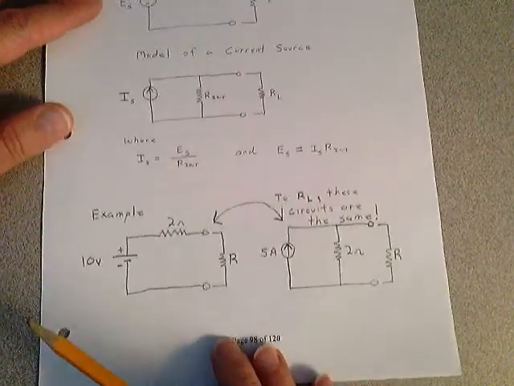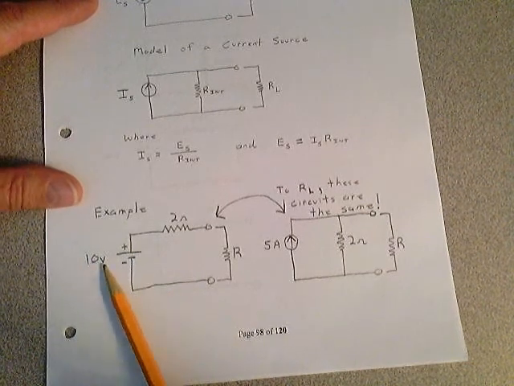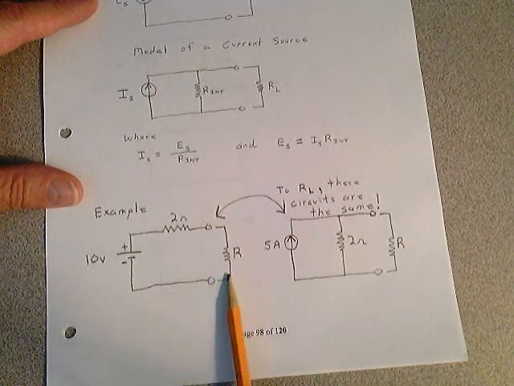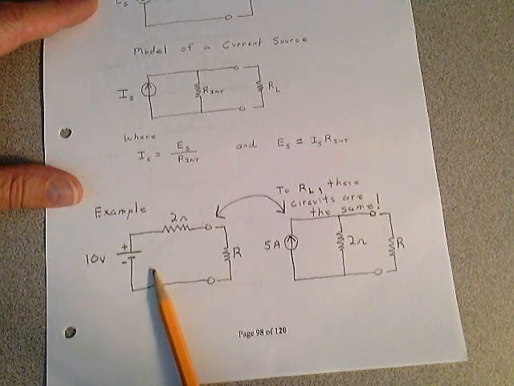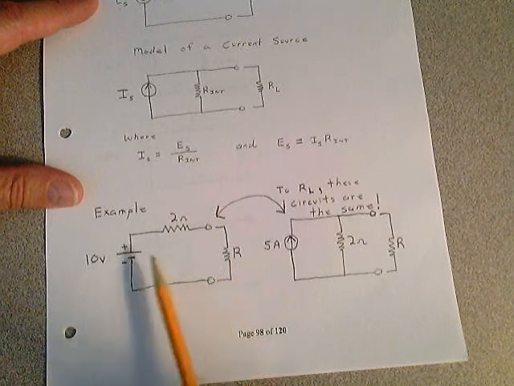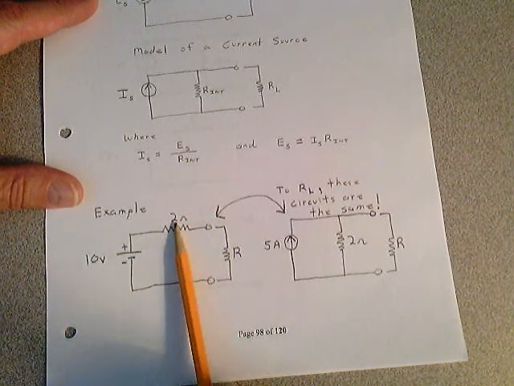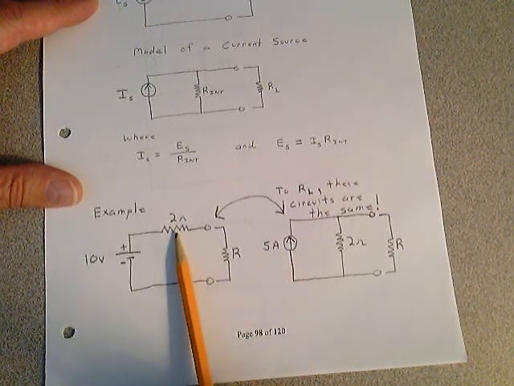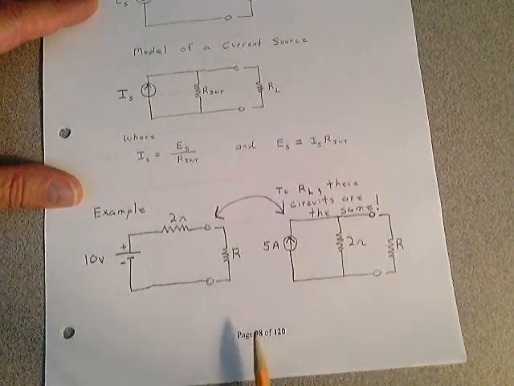An example down here. Let's say you have a voltage source, and the voltage source has 10 volts with a series 2 ohm resistor, and it's connected to a load resistance. If you want to convert this to a current source, you basically short this out and you calculate what that current would be. You can see it's 10 volts divided by 2 ohms, which is 5 amps. And then you bring this series resistor down in parallel, and then you can attach R back onto the circuit.